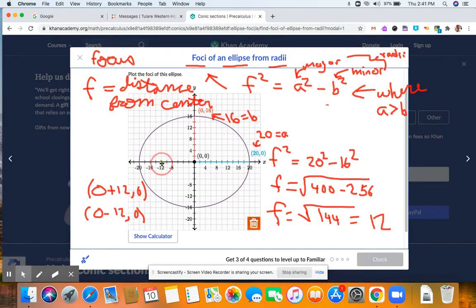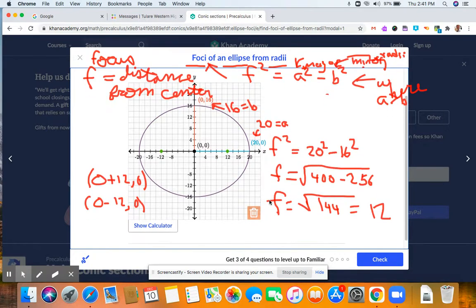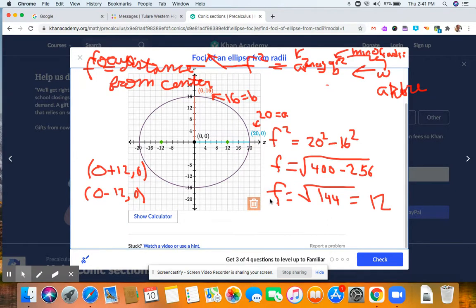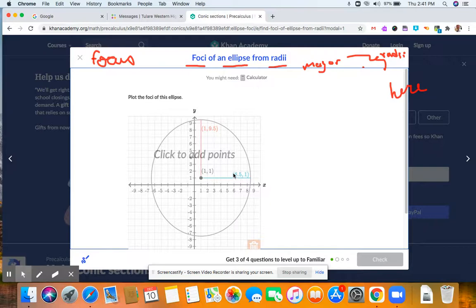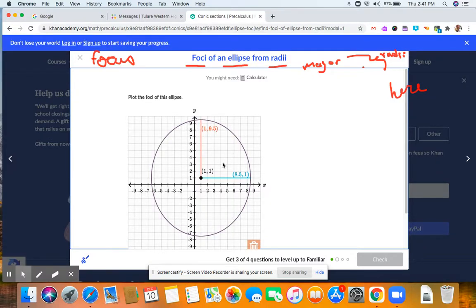Negative 12, 0 is one of them, and positive 12, 0 is the other one. Okay. Oh, they had a calculator, so that would have been nice, but that's okay. And we're just plotting them. Got it. See if the next one's any different. Looks like the exact. Hey, it's bigger on the other side.